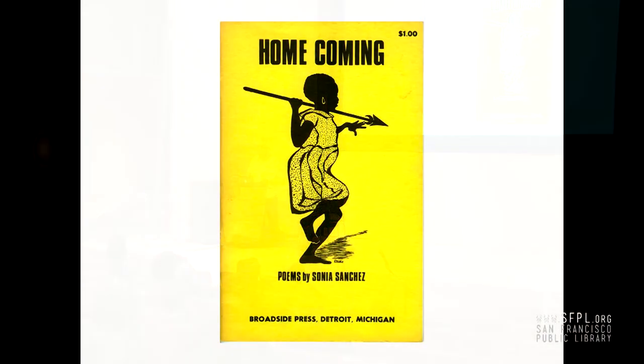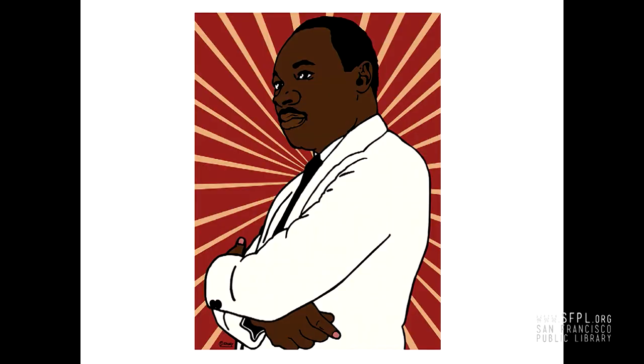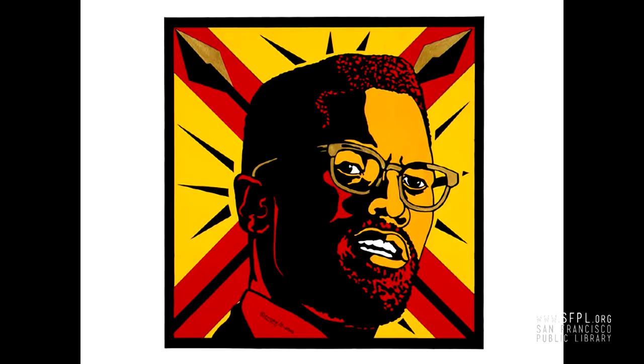This is Sonia Sanchez, well-known poet. This is her first poetry book. When she was at San Francisco State, she asked me to do the cover image for her first poetry book. This is a remix of that, and another remix of it. This one I call Malcolm. That's Dr. King. This says, health is wealth. I like the saying, yeah, it's non-toxic. That one I call Malcolm the Warrior.